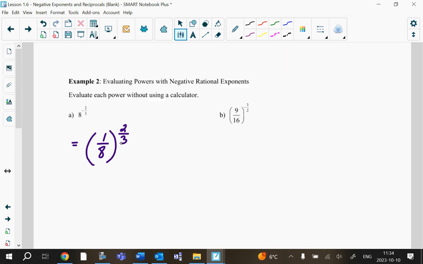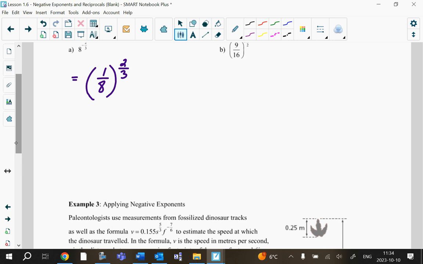How do I write this now? Because if it's a fraction, I've got to change it to a radical. How do I write it? 8 on the outside. Okay, so the 3 goes here. Yeah. 1 over 8, yeah. To the power of 2. Good.